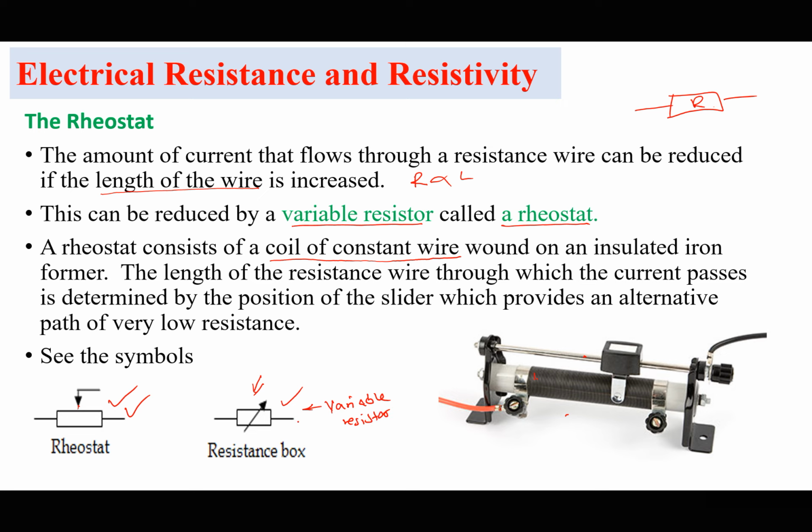or a resistance box. A resistance box has its values of resistance adjusted by plugging out or plugging in some of the terminals or some of the keys to change the resistance. Okay, so I have talked about a rheostat, which is very, very important. You might also have mentioned it in GCSE.